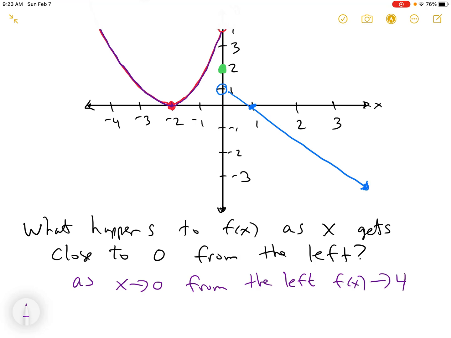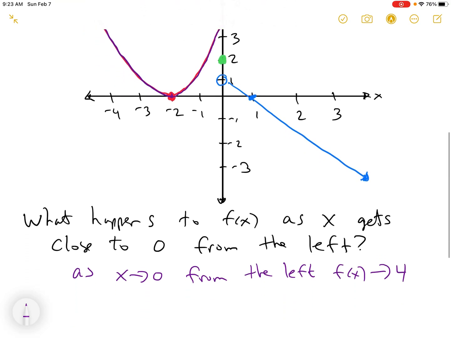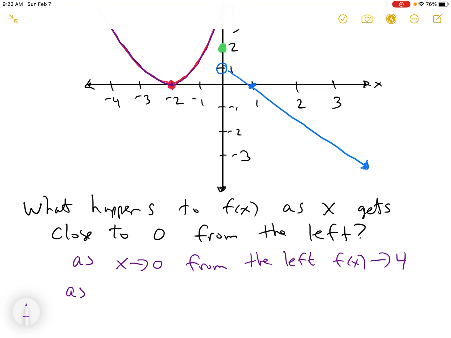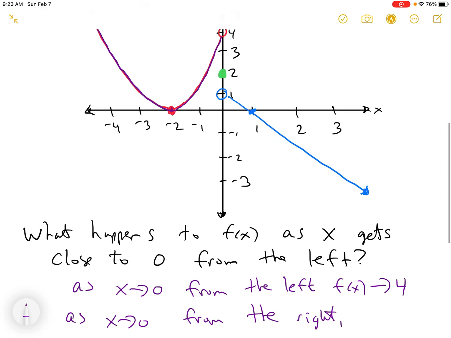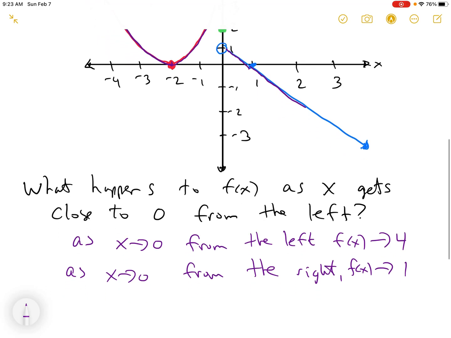Even though it never gets there, it gets to 3.999 repeating forever. Okay. And so what happens as x approaches 0 from the right? Well, from the right, it's coming along this line. X is at 1, 1.5, 1, 1/2, 1/3, 1/4, 1 millionth, and so it gets infinitely close to 1. So f of x approaches 1 from the right. But what is f of 0? F of 0 is 2.